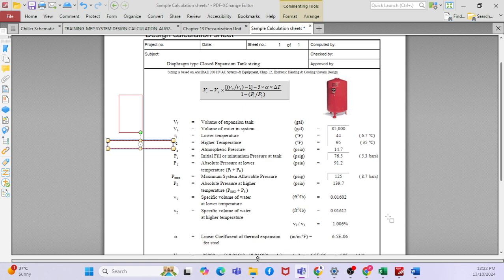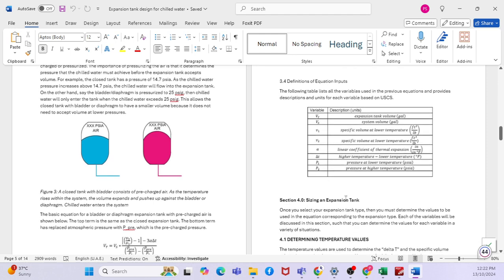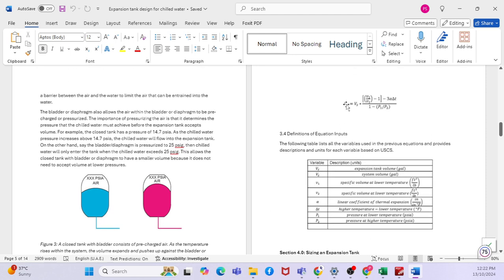There is one guide I have attached, which I extracted from the internet. You can read that guideline. Whatever I explained will be the same. You have three types, and there are three equations. Based on the latest technology, we are using the pre-charged expansion vessel. So this is the equation.